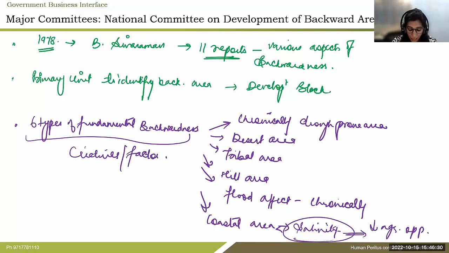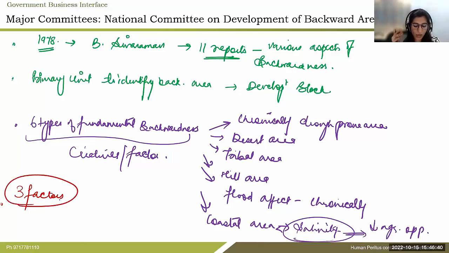All right. Other than this, this committee actually gave 3 more factors to label an area to be backward, in the sense that it can be addressed by the government, that एक area backward है, but it has the potential कि उसको हम उस से बाहर निकाल सकते हैं, उसकी backwardness से.